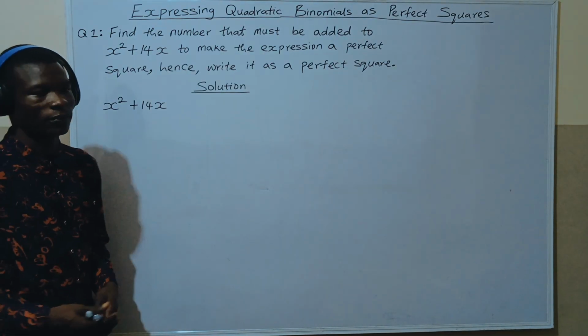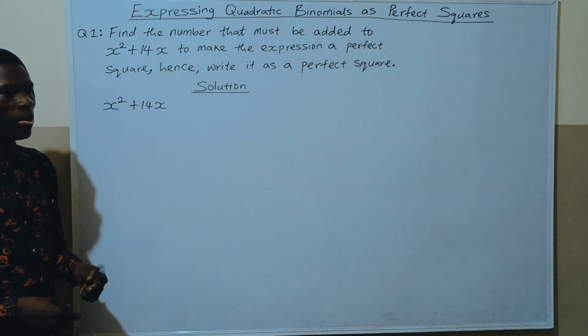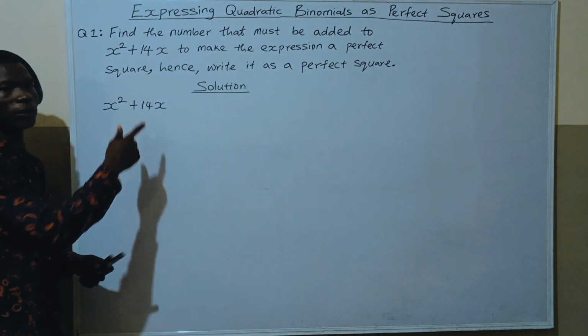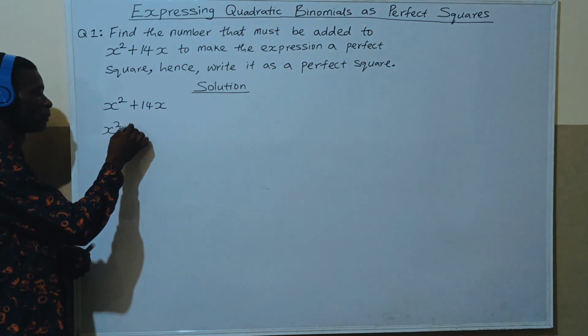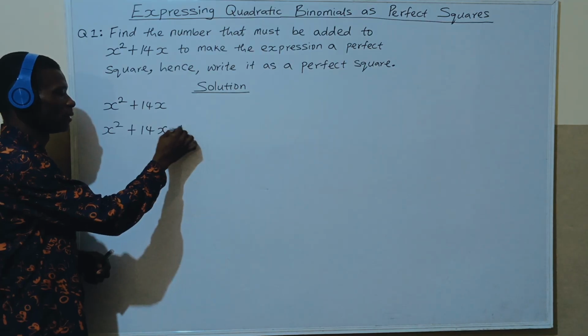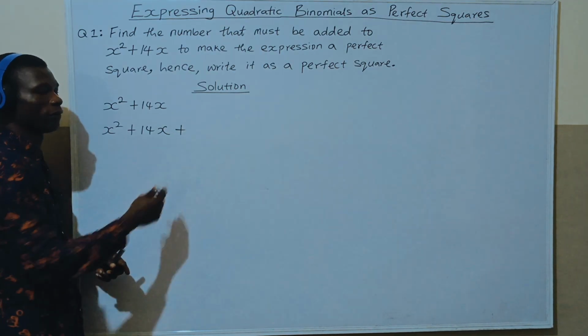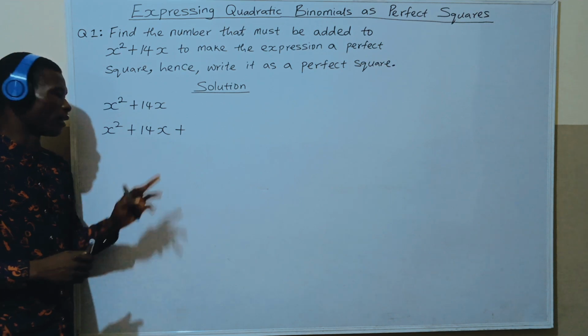So we'll proceed as follows. We'll start with the expression itself, x squared plus 14x. Now, what number must be added to x squared plus 14x? There must be a number to be added to it to make it a perfect square. So what is that number? How do we find that number?